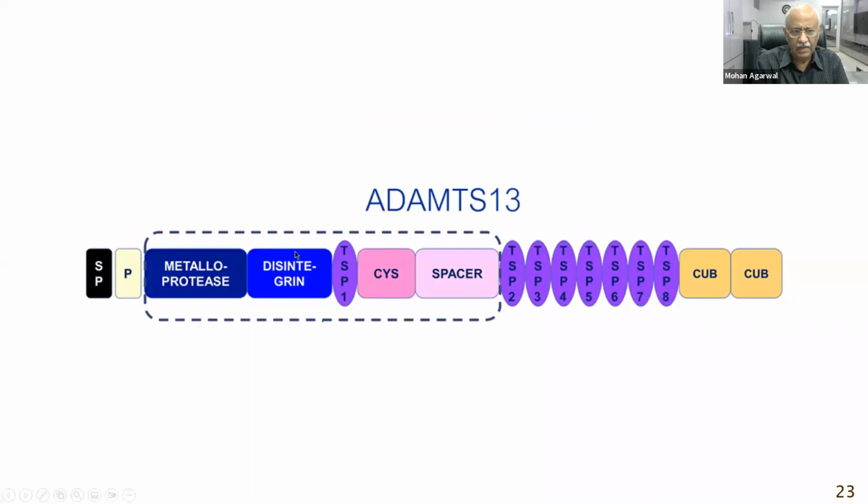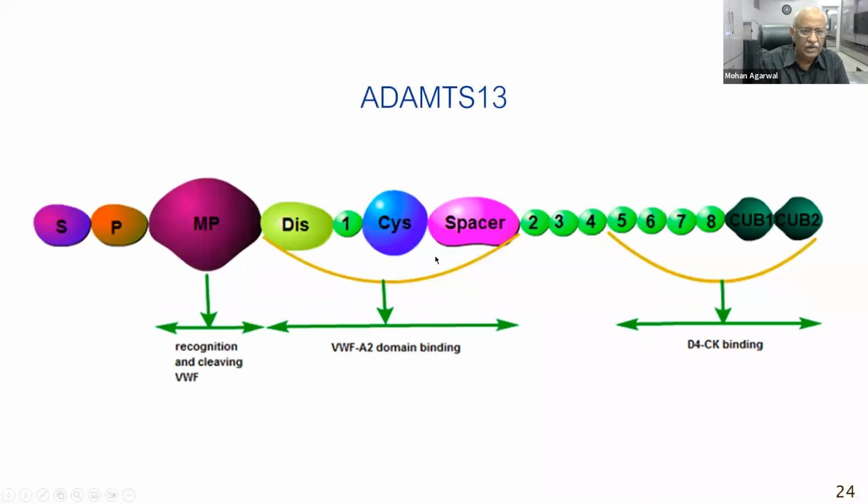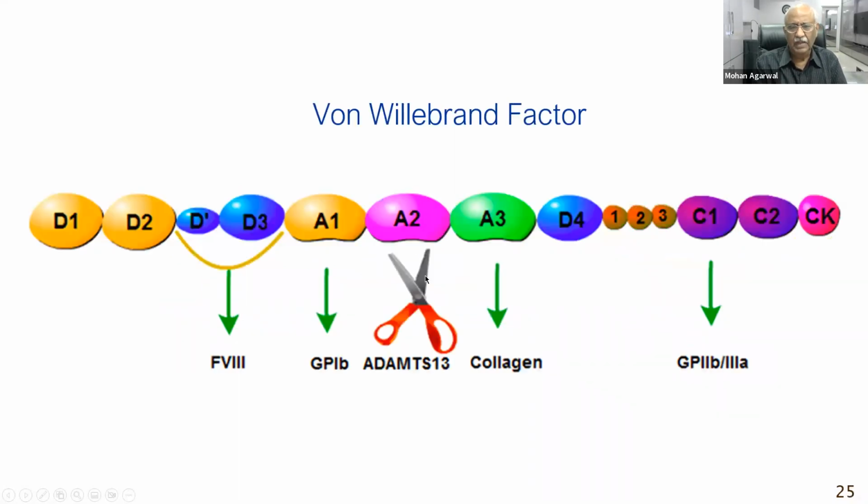This ADAMTS13 has got various parts in its structure, and ADAMTS is a sort of abbreviation. There is a particular part which has been shown to you in this box, made up of interrupted line. Now, what this ADAMTS13 does is it joins to the A2 domain of the von Willebrand factor and cuts it. So von Willebrand factor is cut into small fragments by ADAMTS13, joining to the A2 part of the von Willebrand factor. That's normal physiology.